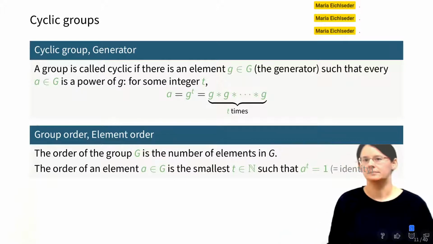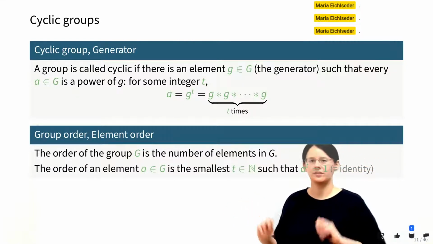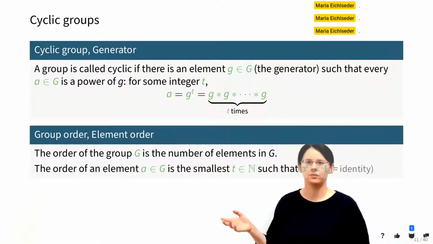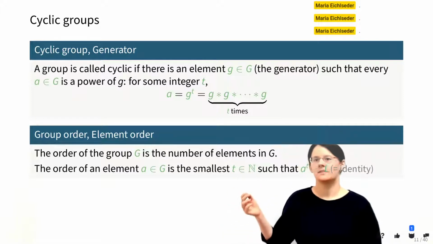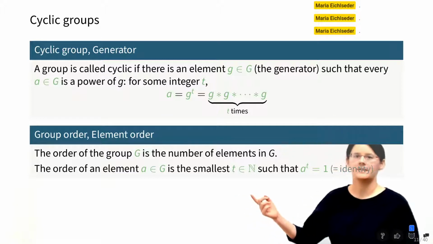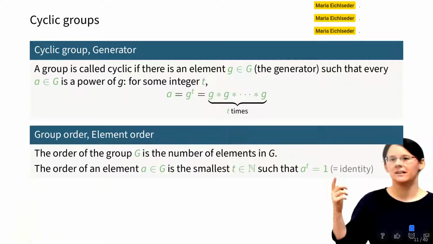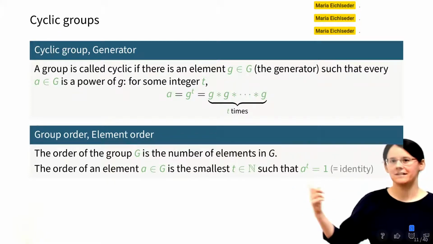And this is also the reason why the word order is used for 2 different things in groups. On the one hand, the order of a group is the number of elements in this group, whereas the order of an element is the smallest index or the smallest exponent, such that the element raised to this exponent equals 1, the neutral element. Now, why is this number relevant?